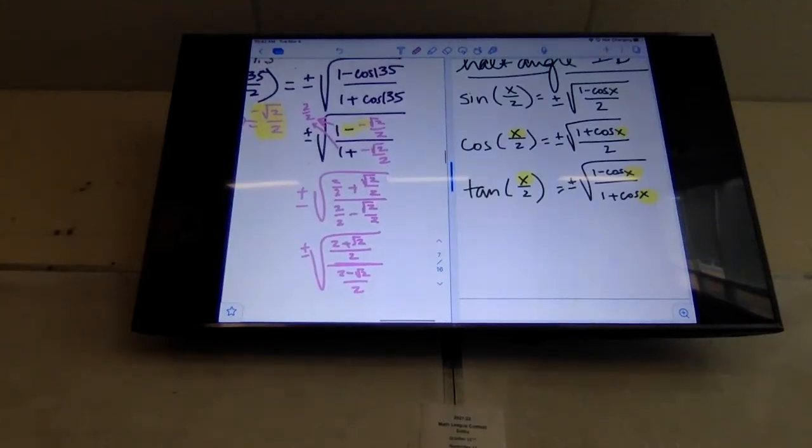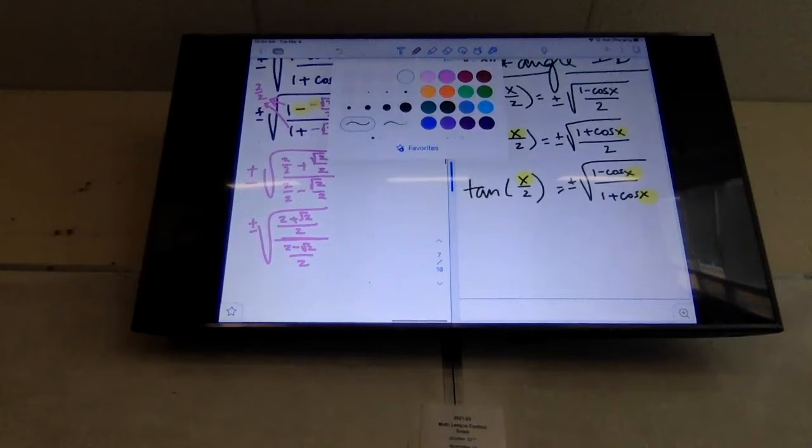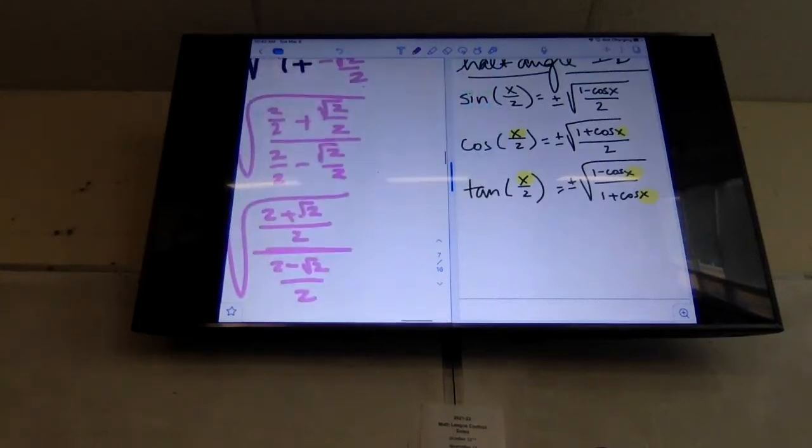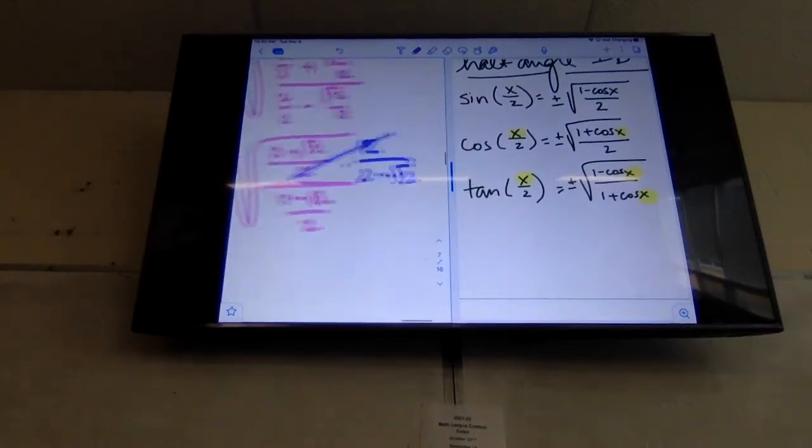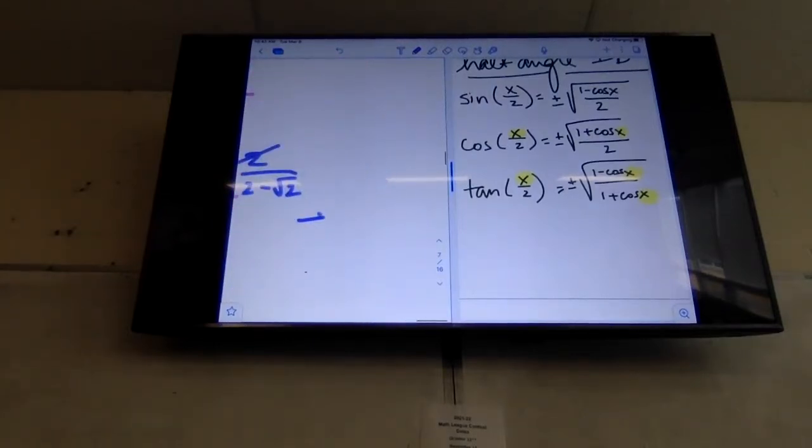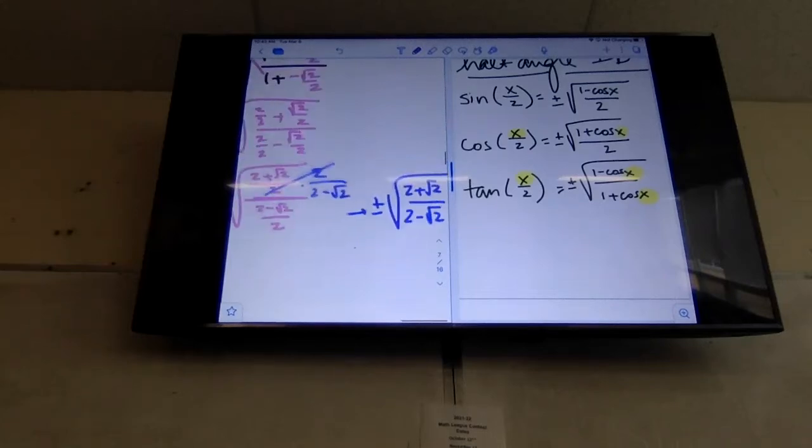Okay. I can't simplify anymore besides multiplying by the reciprocal, so I'm going to multiply by 2 over 2 minus root 2. So I'm taking the denominator, I'm multiplying by the reciprocal. I'm going to do that right here. So in that case, my 2's cancel, and I'm going to leave this as plus or minus, which we'll get rid of in a second, 2 plus root 2 over 2 minus root 2, all under that radical.